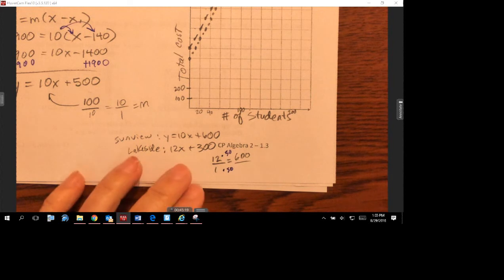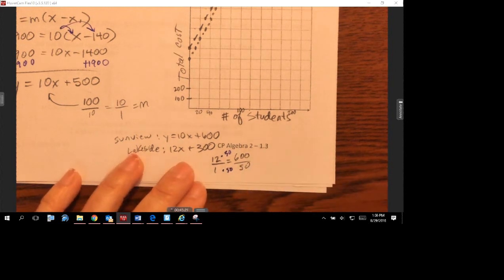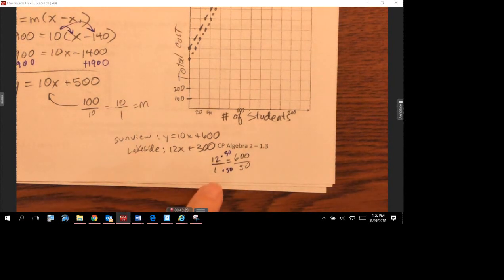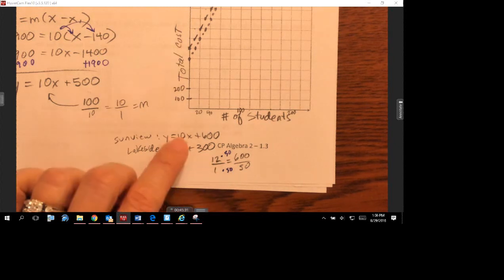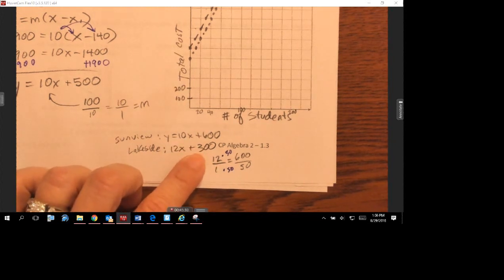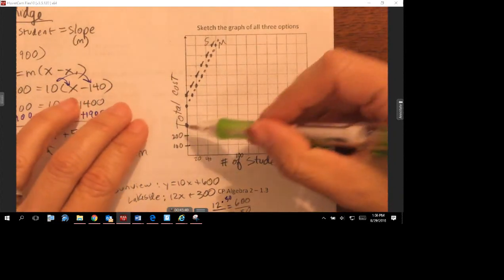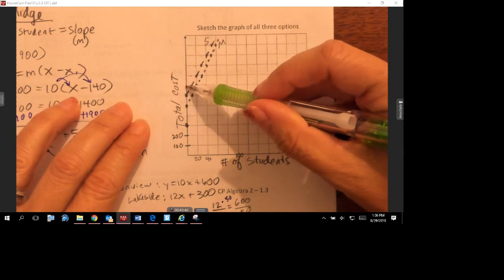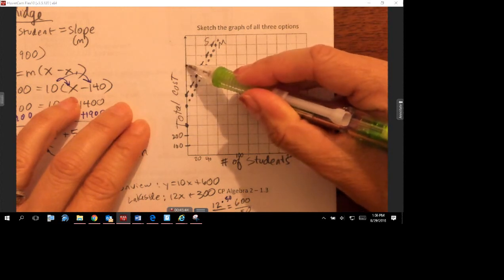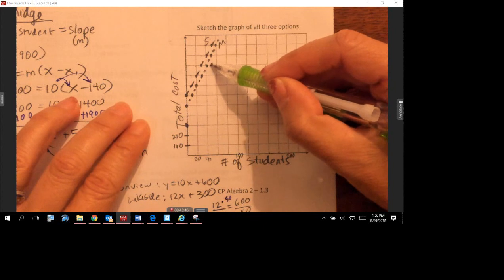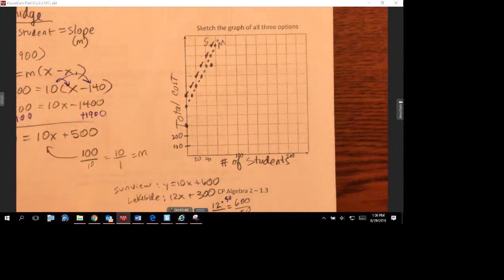Okay, I could do that one. So I'm just making an equivalent fraction so I don't have to try to count 12 at a time. I'm going to go up 600 over 50, and I'm starting at 300. Starting at 300, I'm going to go up 600. 1, 2, 3, 4, 5, 600 over 50. So here's 40, here's 50. Straight edge.